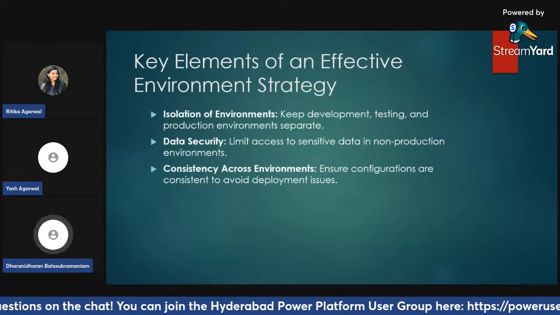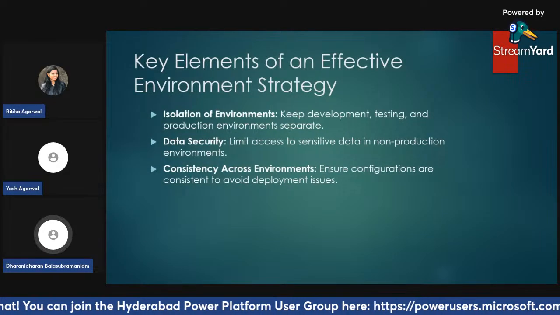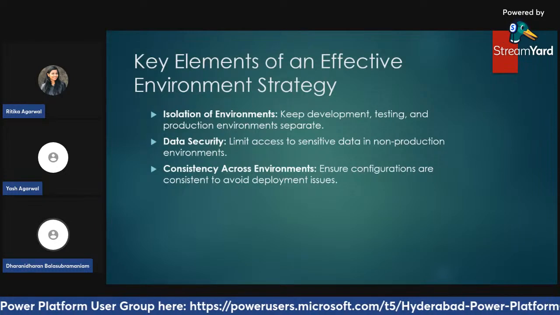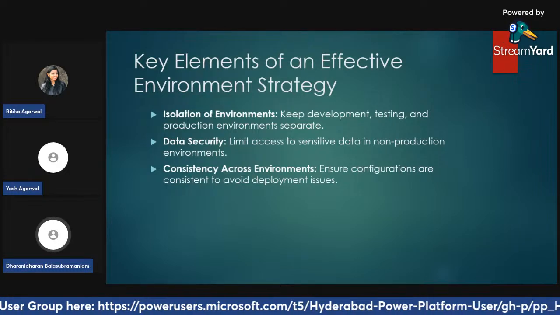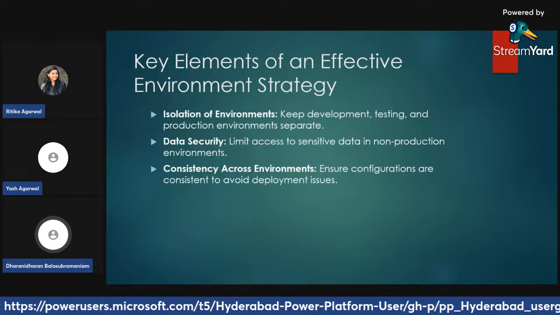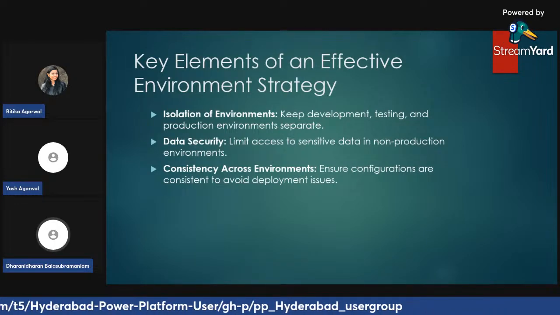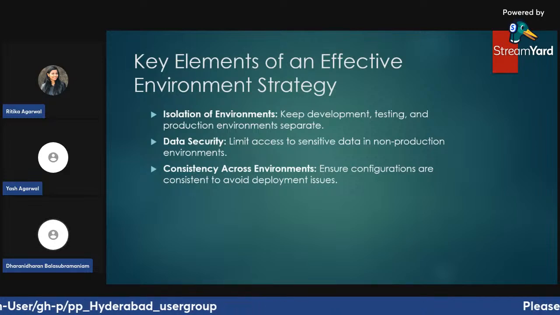Now let's look at the key elements of an effective environment strategy. As I mentioned previously, the isolation of environments is very essential. By keeping the development, test, UAT and production environments separate, we can make changes and test new features without affecting the end users. And data security is also another critical factor.